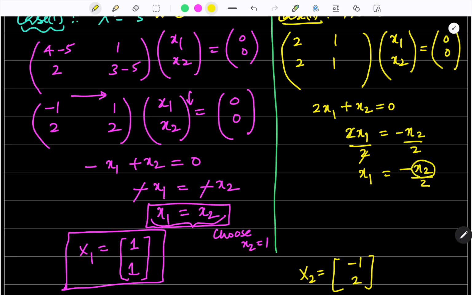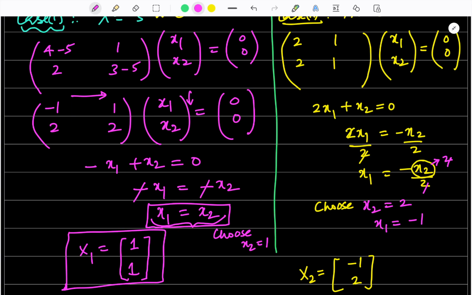Suppose I choose x2 is equal to 2, for example. I put 2 here, right? So what happens? This 2 and 2 get cancelled. So I'll get x1 is equal to what? Minus 1. Is this the only value I have to choose, teacher? Not necessary. You can choose any type of value, any numbers you can choose. But if you avoid fractional values, you will avoid mistakes in the calculator.